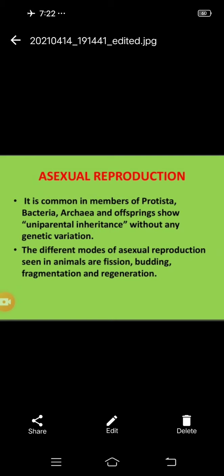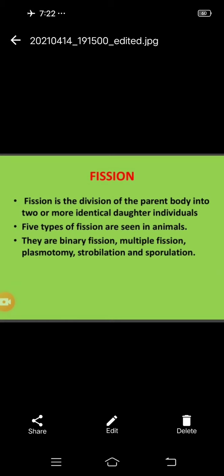The different modes of asexual reproduction seen in animals are fission, budding, fragmentation and regeneration. இப்போ என்னெல்லாம்? Fission, budding, fragmentation and regeneration. First method, fission. It is a division of the parent body into two or more identical daughter individuals. fission என்னது? ஒரு parent body divide ஆகி two அல்லது more identical daughter cells form ஆகிறது தான் fission.